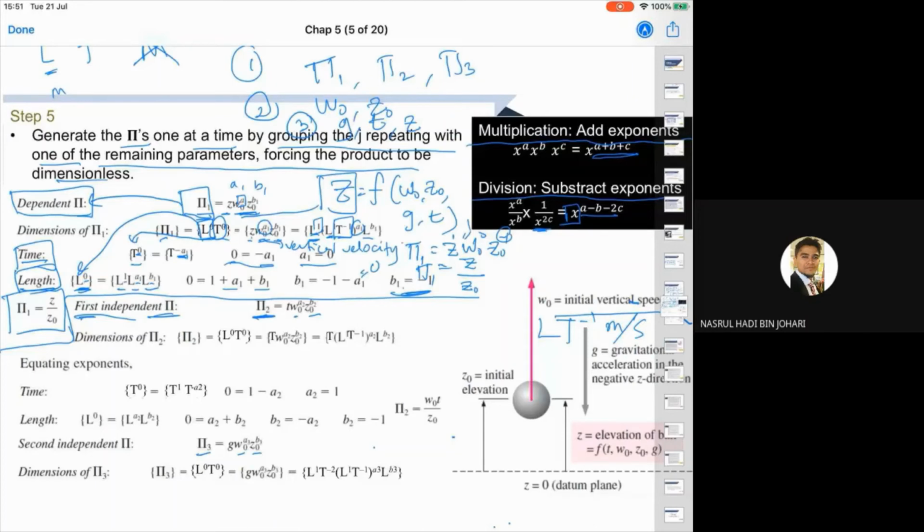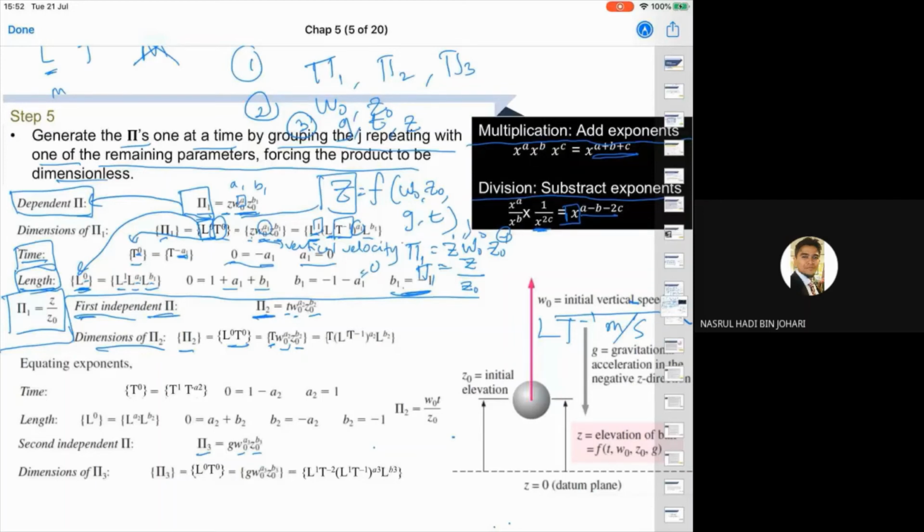So T, W naught A2 times Z naught B power of 2. You do exactly the same steps. Dimensions of pi 2 equal to L power exponent of 0, T exponent of 0. And then you put down the T here, the big T. W naught A2 Z naught B2. Kenapa nak guna A2 B2 pula? To avoid confusion lah. Yang tadi kita dah guna A1 kan.